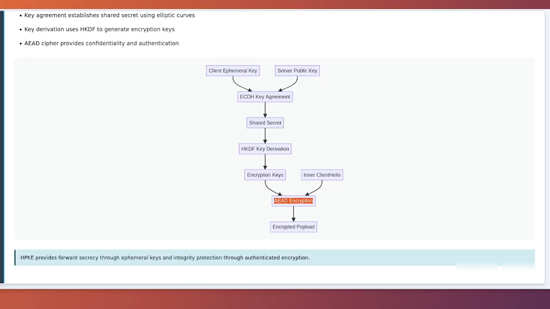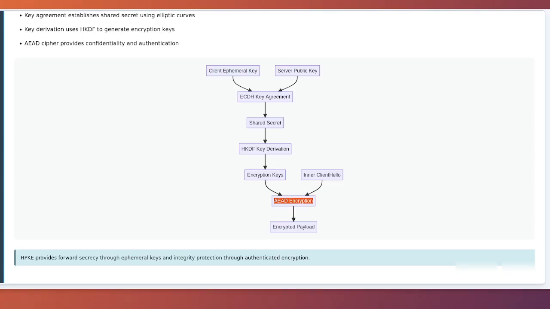The AEAD cipher not only encrypts the client hello message to provide confidentiality, but also computes an authentication tag. This tag proves the message has not been tampered with. This authentication is crucial. It prevents network attackers from modifying the encrypted client hello in transit.